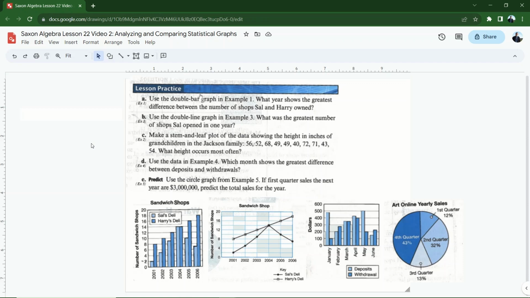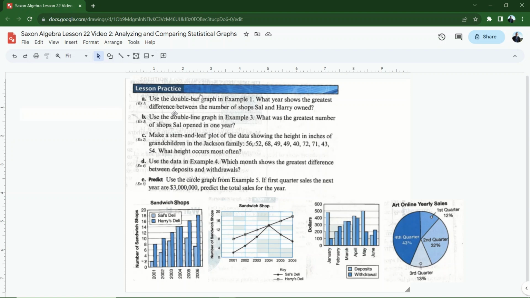Okay, here we are at the lesson practice. These lesson practice problems call for us to go back to the examples in lesson 22 and view the graphs. I copied all of the graphs down below. If you want to see these a little bigger, feel free to follow along in your textbook and use the graphs there so you can see them up close. They're all here, but they're not the biggest, just because it's hard to make them as big as we would like and fit them all in.